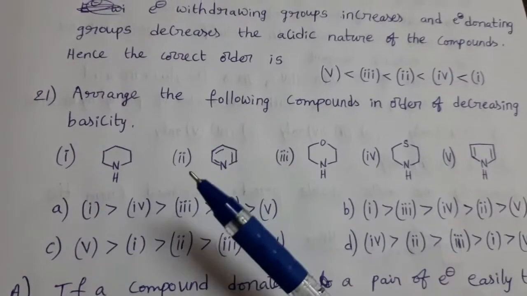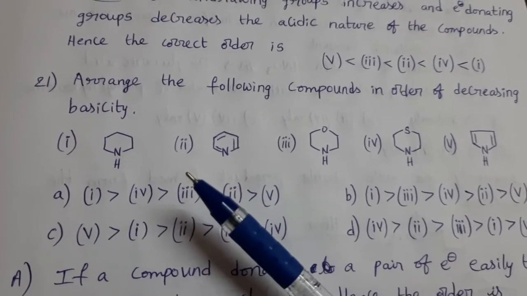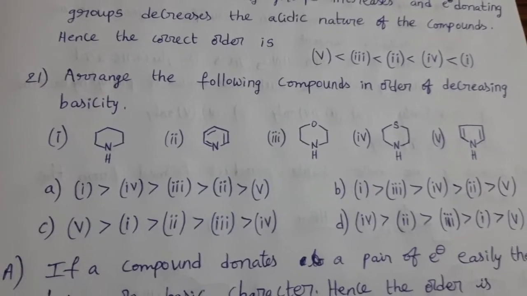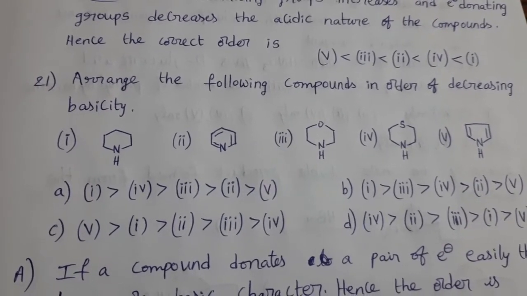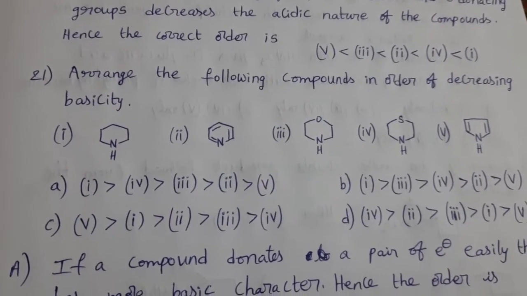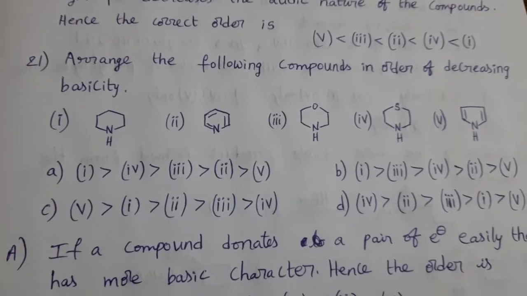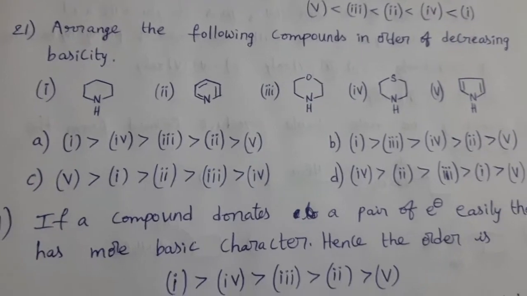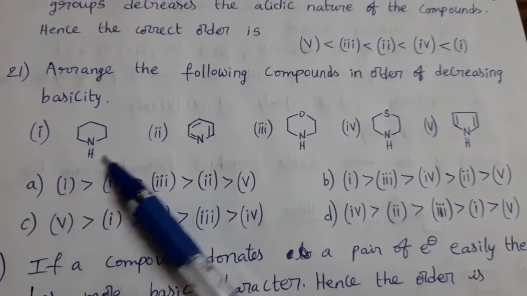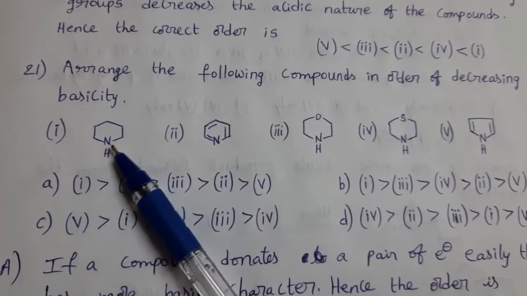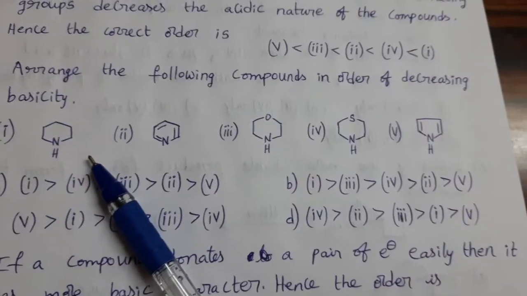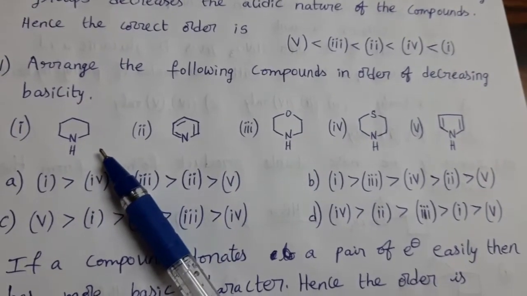Okay. First of all, what is basicity? If a compound donates a pair of electrons to another substance easily, then it has more basic character. If that donating capacity is less, basic character is less. So, see this, in all these compounds nitrogen is present. So, nitrogen has one lone pair of electrons.